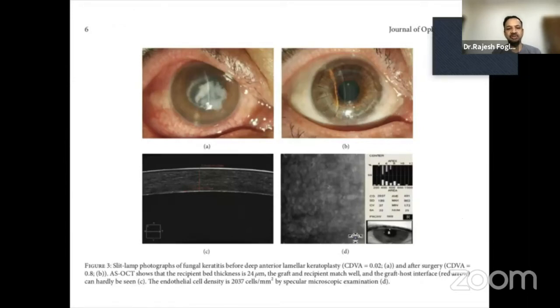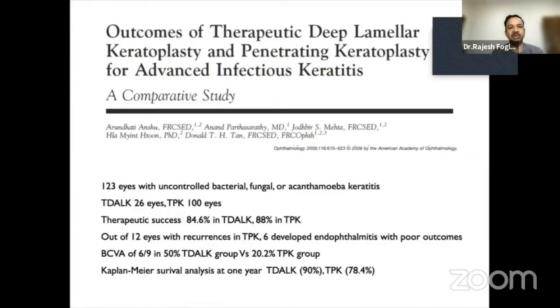DALK was performed successfully. A nice study from Singapore National Eye Center by Donald Tan compared therapeutic penetrating keratoplasty to therapeutic DALK. Both achieved a similar therapeutic success. However, with the full thickness therapeutic keratoplasty, when they had recurrence, almost 50% of them had poor visual outcome. In terms of best corrected visual acuity and long-term survival, the therapeutic DALKs outperform the therapeutic keratoplasty.